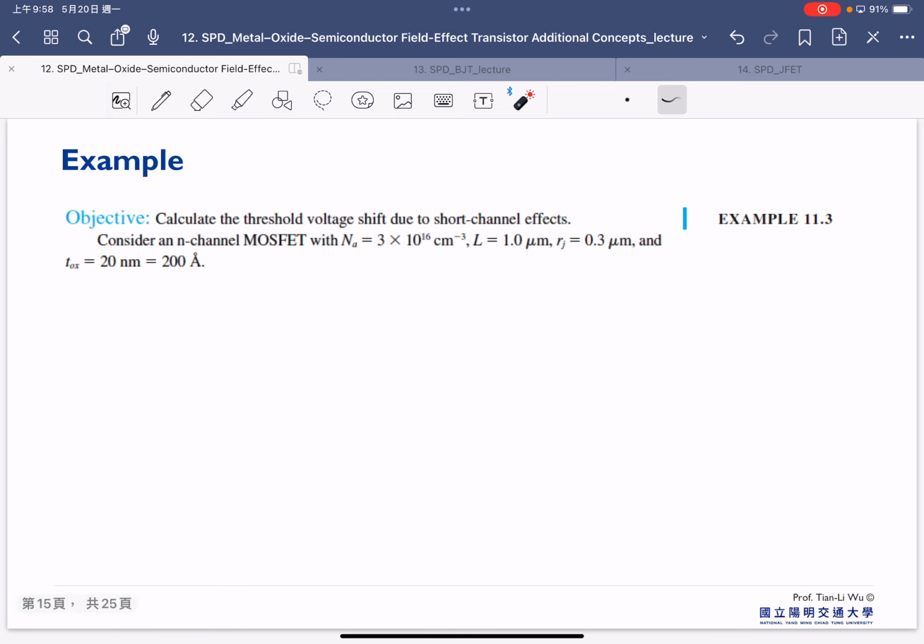So here is an example. Try to calculate the threshold voltage shift due to the short channel effect here, and you can look at the example by yourself. That gives you some ideas, and the result is that once you have this short channel effect here, you will see the delta VT shift, which will be a negative shift. So you will have the negative threshold voltage shift here.